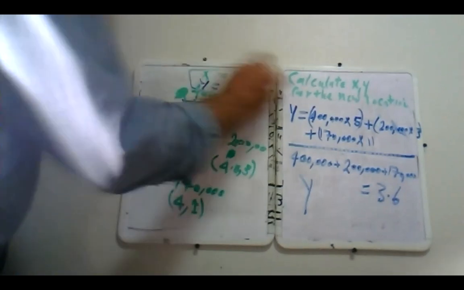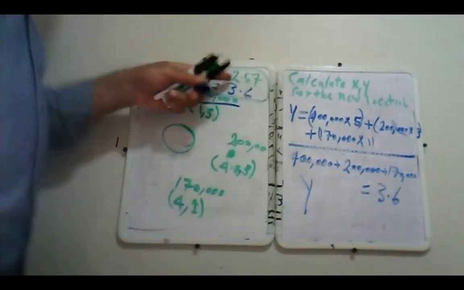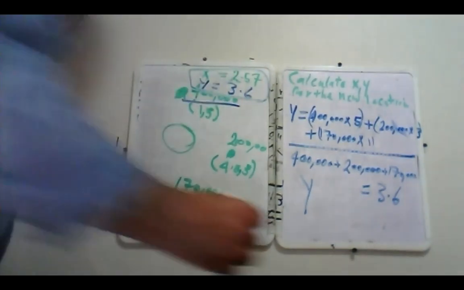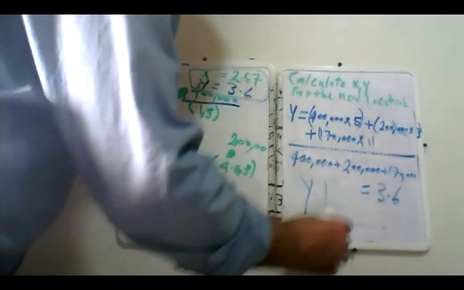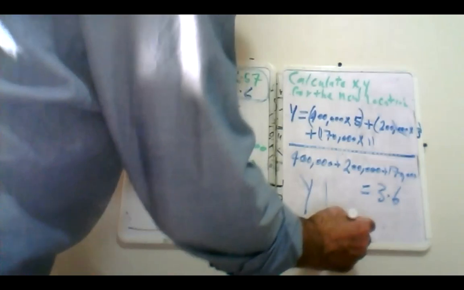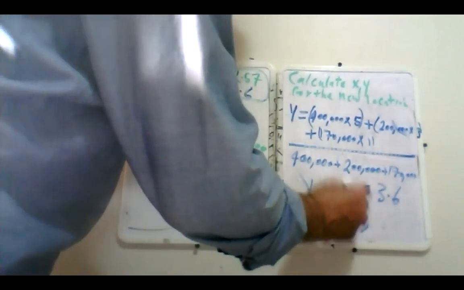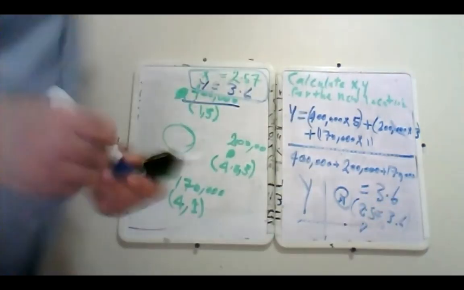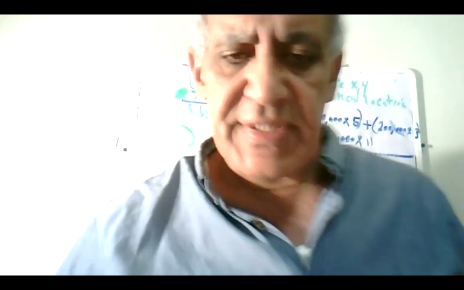Okay, I now have x equals 2.57 and y equals 3.6. If I have a grid and draw it, it will be for x 2.57 and y 3.6. It will be almost here. That's the final solution for this point.